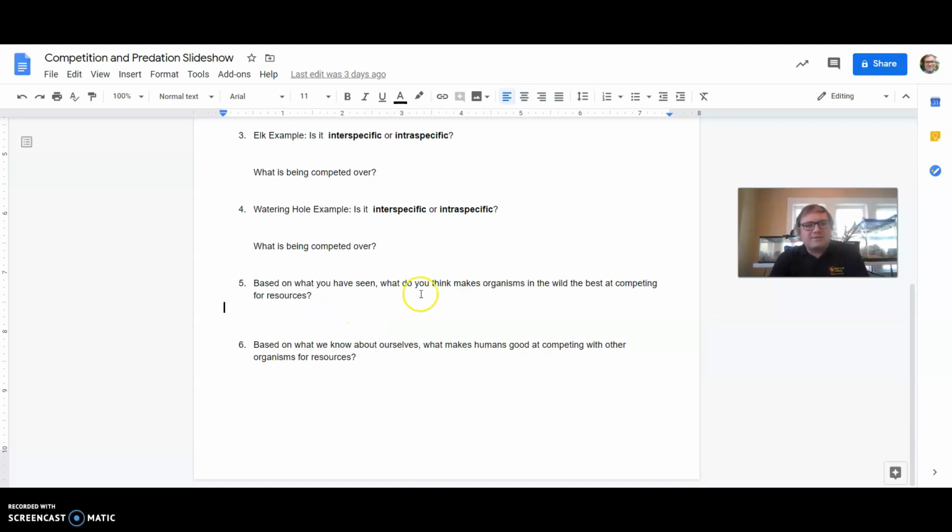So number 5, based on what you have seen, what do you think makes organisms in the wild the best at competing for resources? So think about what types of adaptations seem like they're really helpful for trying to compete for resources. And then number 6, based on what we know about ourselves, what makes humans good at competing with other organisms for resources? So we consider ourselves top, and we're not totally wrong, right? We are able to compete for most resources pretty darn well, and we have our own ways of getting to them that aren't necessarily the same as organisms in the wild. So again, think about what do wild animals and plants and things like that do to help them get resources more easily, and then what do we do instead that bends those laws of nature a little bit.